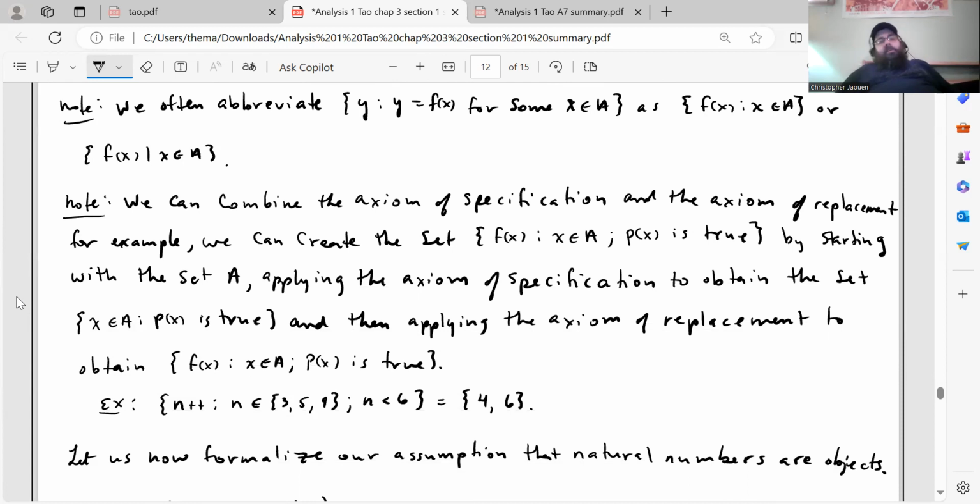Okay, here's another note. We can combine the axiom of specification and the axiom of replacement. For example, we can create the set that we have written here, the set of all f of X such that X is in A and P of X is true, by starting with the set A, applying the axiom of specification to obtain the set of all X in A such that P of X is true, and then applying the axiom of replacement to obtain the set of all f of X such that X is in A and P of X is true. And just an example showing that: here we have the set of the successor of n such that n is an element of the set 3, 5, 9, and n is less than 6. That's equal to the set containing 4 and 6.